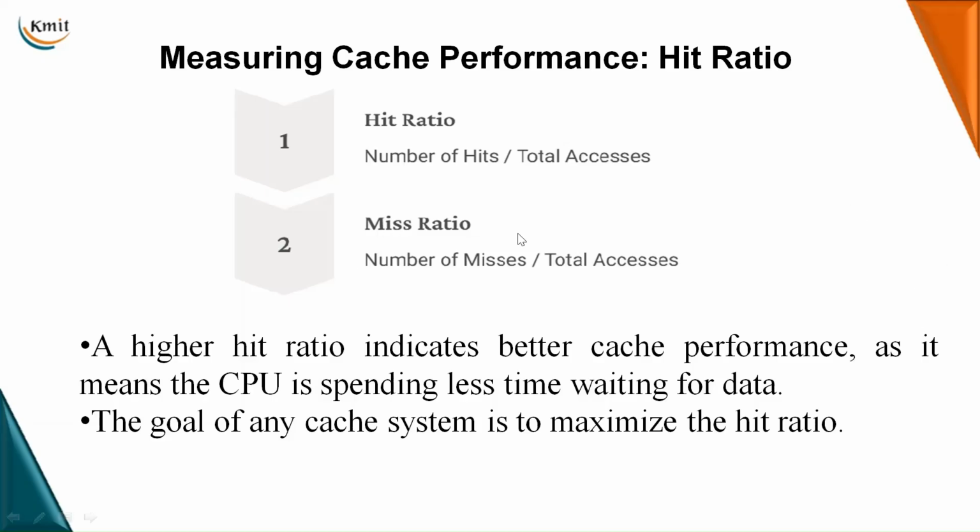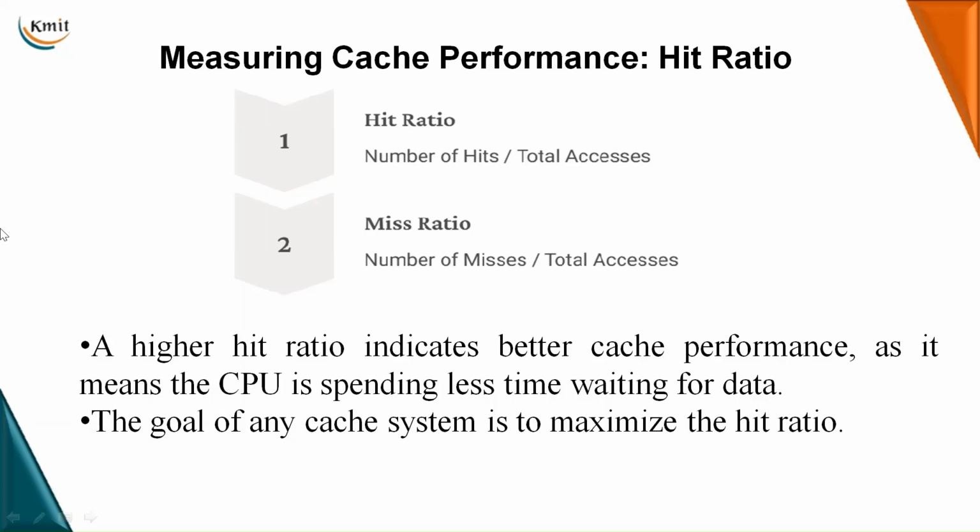We can also calculate the miss ratio. Miss ratio is the number of misses divided by the total number of accesses for that particular word. A higher hit ratio indicates the cache is performing better. The performance of the cache is good, and it means that the CPU is spending less time waiting for the data. Whatever word is requested by the CPU is always present in the cache at the time expected.